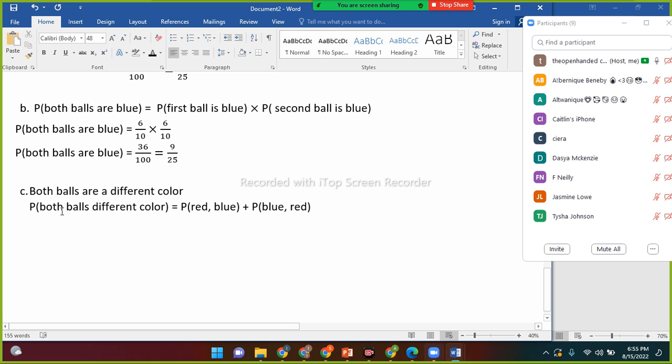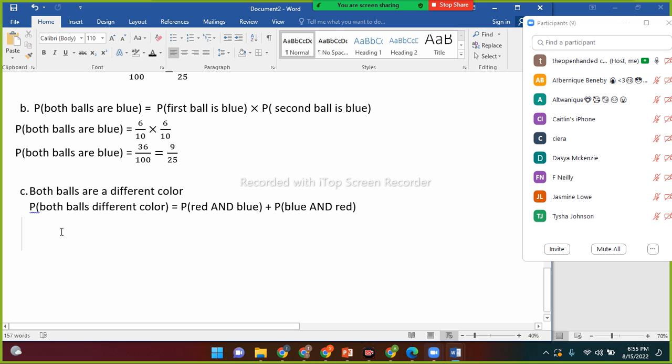Now, this one we've got to be careful. This is a very important question. We shouldn't run past it. What's happening here is we have the multiplication rule and addition rule combined. When we say both balls are different colors, the first way that can happen is the first one is red and the second one is blue. The first one is blue and the second one is red.